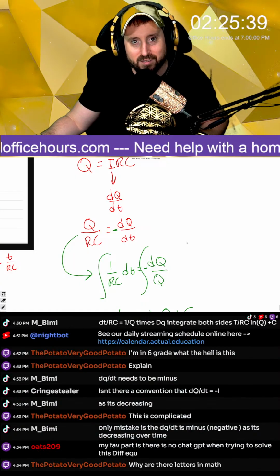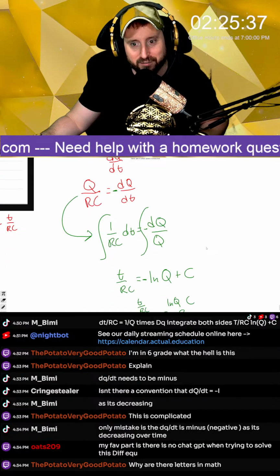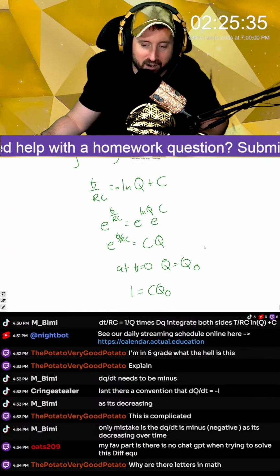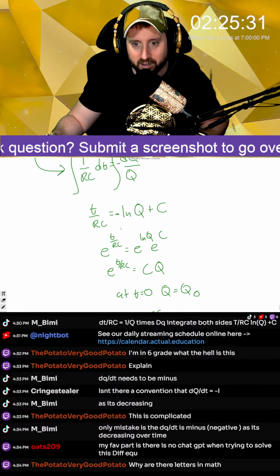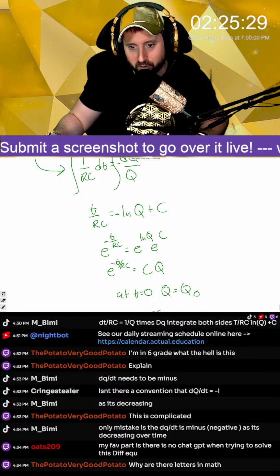My favorite part is there is no ChatGPT when trying to solve this differential equation. I mean, honestly, ChatGPT probably could figure out my error really quickly here. I'm just not letting it. But anyways, okay. Assume that's that.